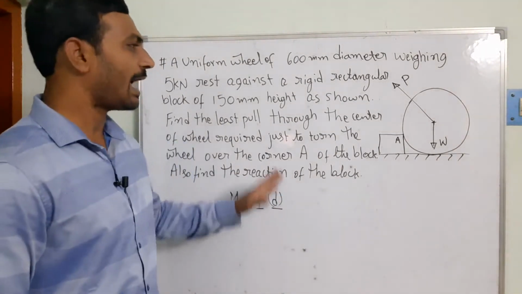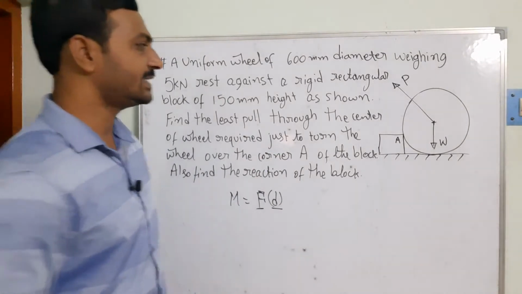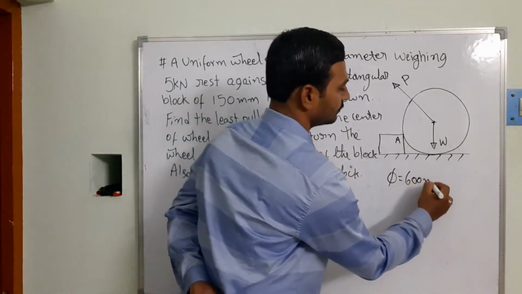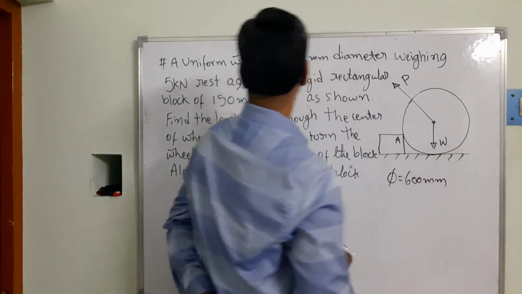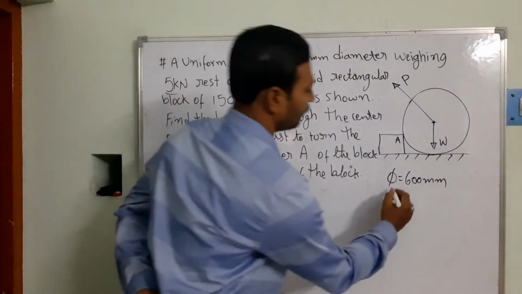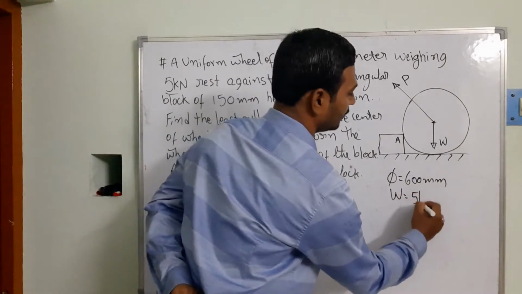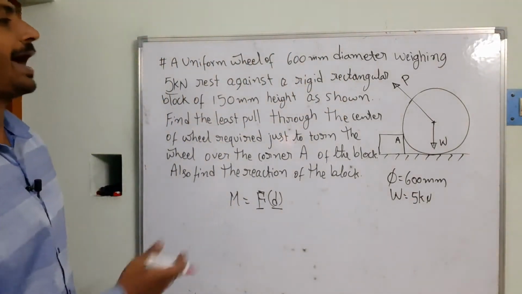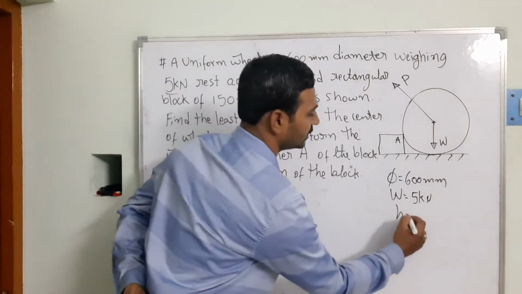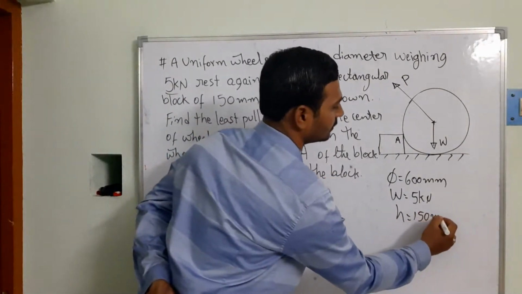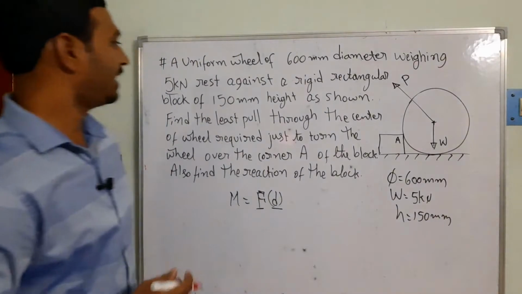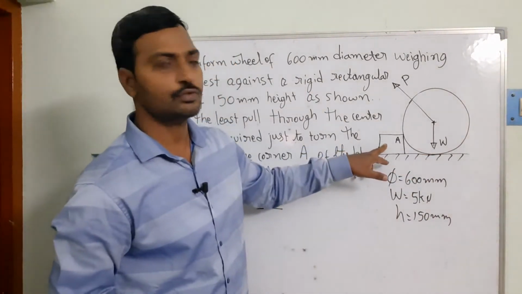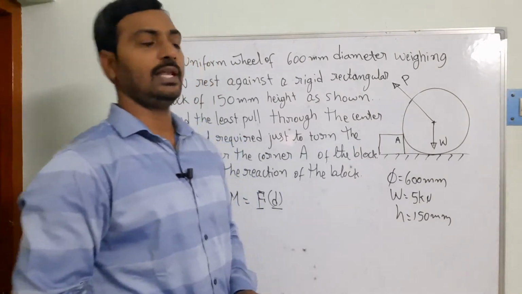From this, I am going to take the given data. The diameter of the wheel is 600 mm. The weight of the wheel is 5 kilonewtons. There is a rigid block whose height h is 150 mm. The wheel rests on the horizontal plane, and the rigid block is at a corner of that wheel.